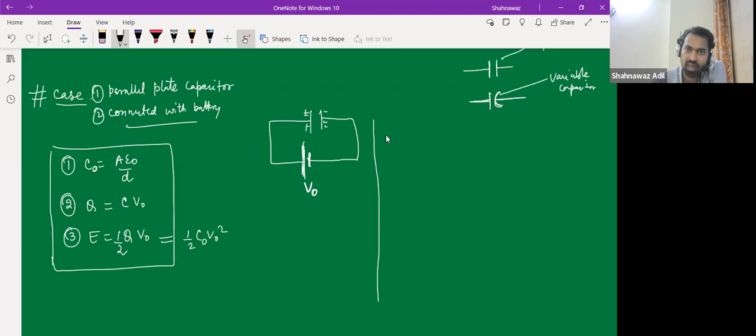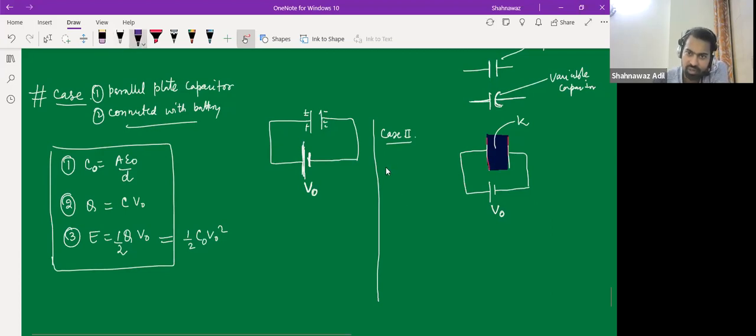Now in the second case, we have a capacitor connected to the battery, and again the voltage is constant, but we have a dielectric in between. Whenever we have a dielectric, let's say its constant is K. We know that voltage is fixed, but the capacitance is C naught into K, because the capacitance has changed.